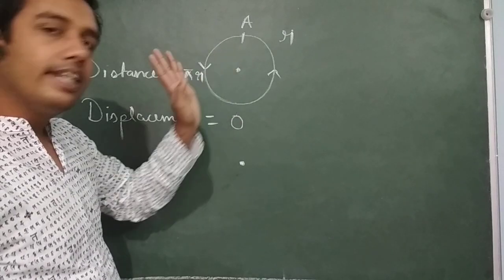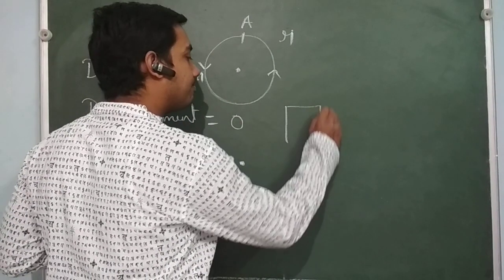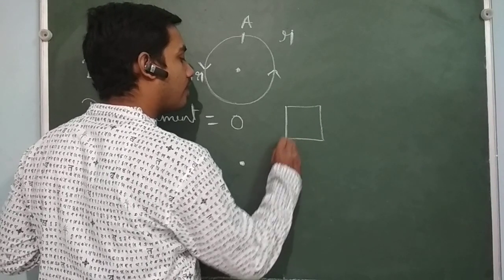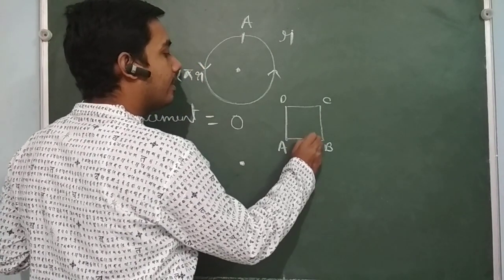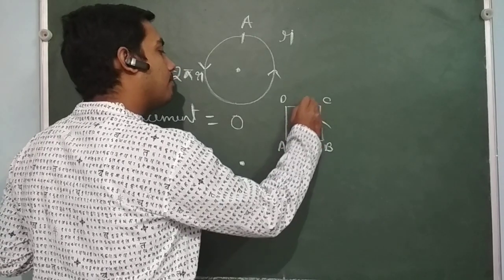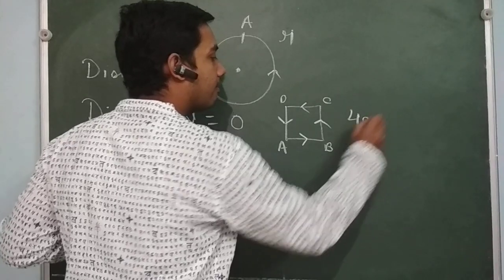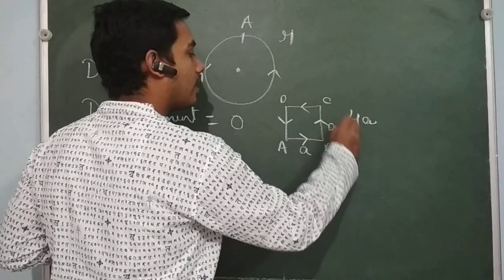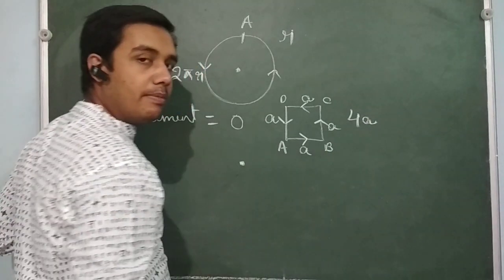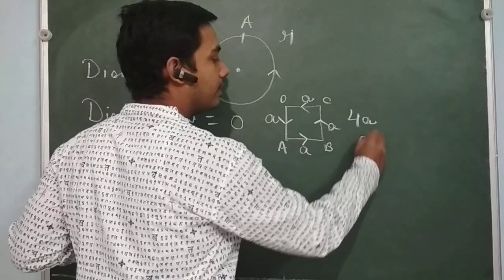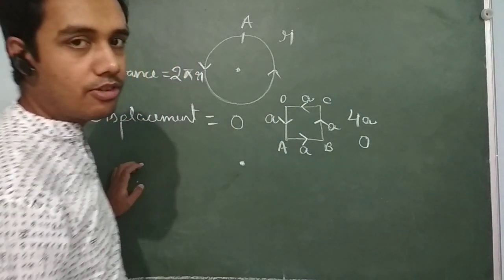And this is not only in case of circular motion. Suppose square field है. This is a square field ABCD. I am starting from point A and after some time I am returning back to point A. What is the distance covered by me? 4A. Suppose A is the side of square. What is the distance covered by me? 4A. And what is my displacement? 0. Why? Because I am returning back to my initial position.